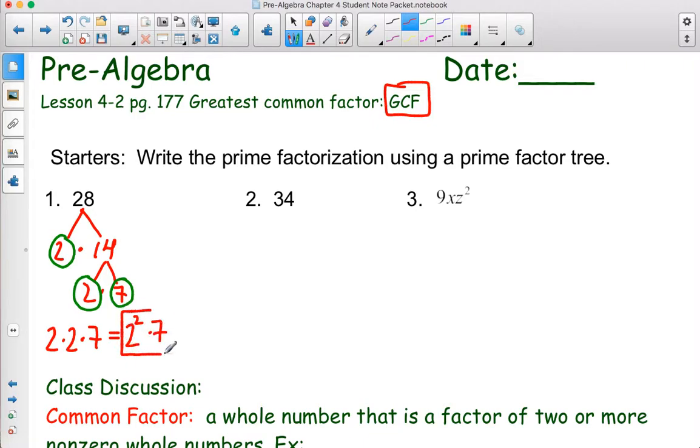And that is if I broke 28 down to its smallest pieces. Like imagine 28 had a bunch of Legos and I broke all its Legos out. Its simplest form would be 2 squared times 7. Now we're going to try 34.